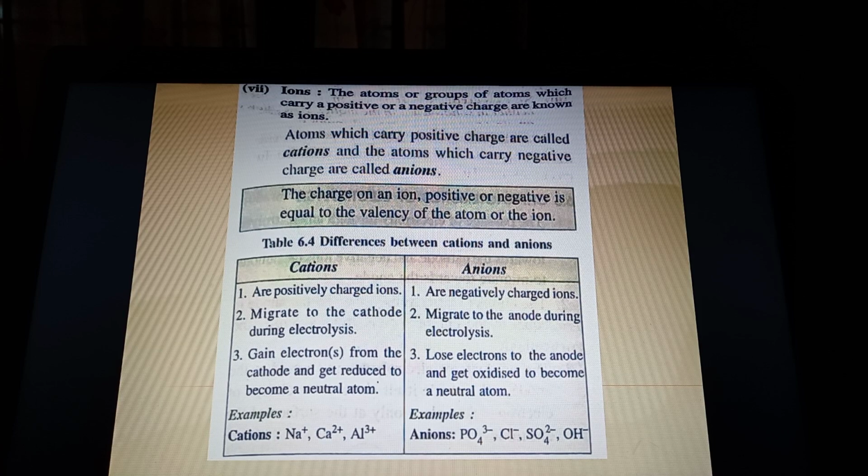Now similarly, on the anion side, what is happening? Anions are negatively charged. Anions are negative ions, so they go to the anode. Now what do they do there? They lose their electrons, and once they lose their electrons, they get oxidized. That is why we say, what happens at anode? You say oxidation. That is why it is called oxidizing electrode. What happens at cathode? You say reduction. So that is why it is called reducing electrode.